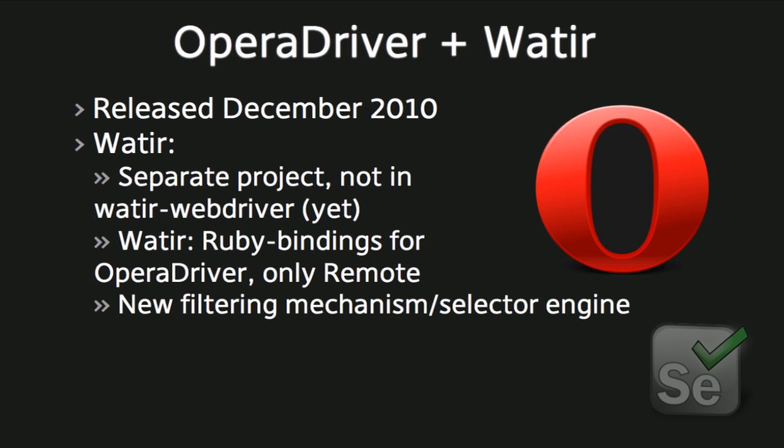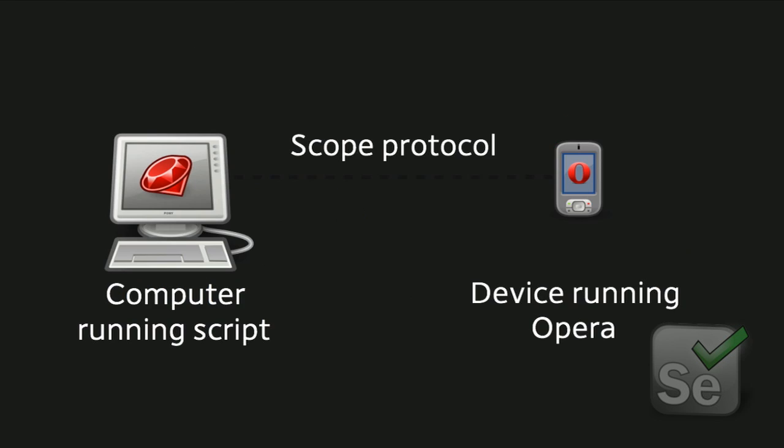If you're more interested. The thing that differs Opera from other Selenium implementations is that we use something in the backend called the scope protocol. This enables us to connect to devices directly, so we can do testing on cell phones. The scope protocol is native inside of Opera, so we can run the device on it. You don't have to be running Selenium on the same computer.